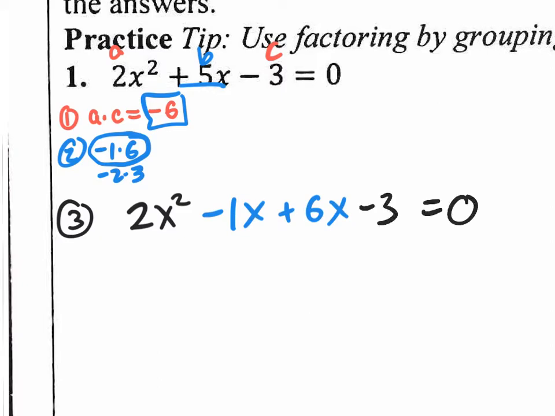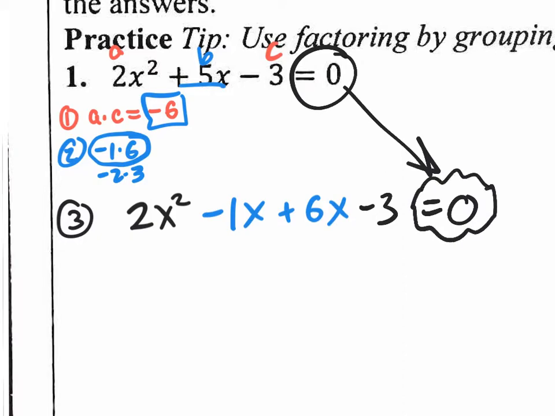It's still an equation. Normally I don't really write this equals 0 till I already have it factored, right? So you don't have to worry about this right now. Let's just continue factoring by grouping. I wasn't going to do it, but I might as well just keep going. What's step 1 on factoring by grouping? Separate them, 2 groups. So you have 2x squared minus 1x, separate, plus 6x minus 3.